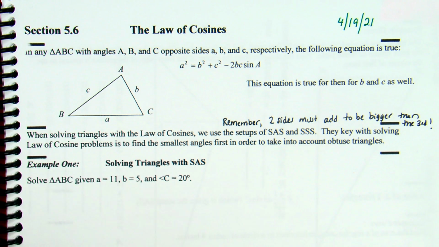But, okay, in any triangle ABC with angles A, B, and C, opposite sides A, B, and C respectively, the following equation is true. Now, hold on. I forgot to change the typo. It's one of those days.